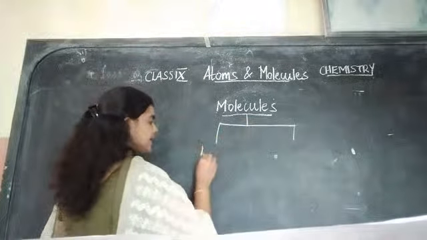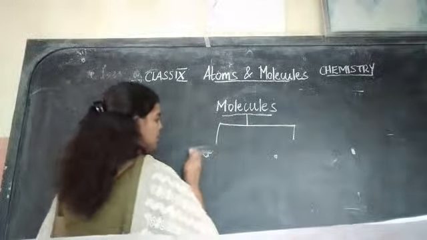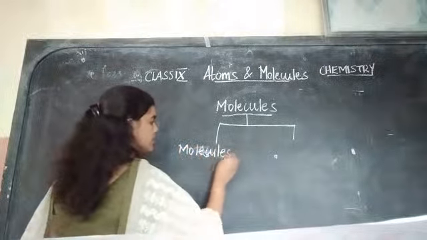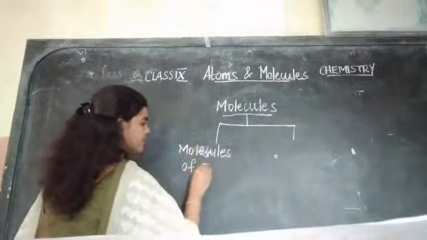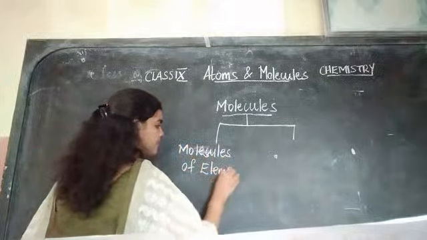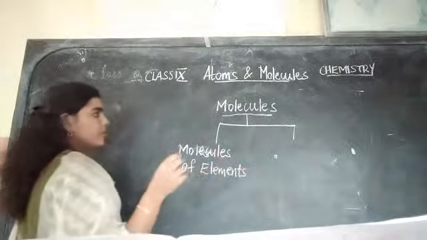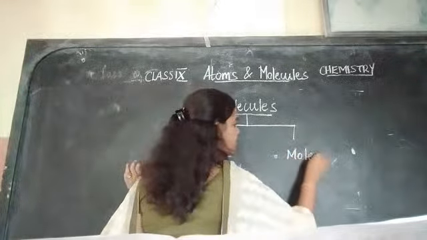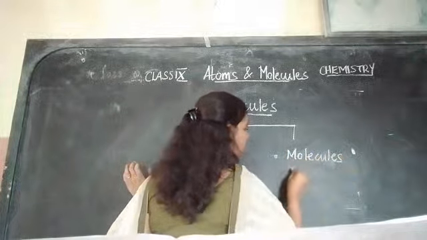Again, these molecules we can classify into 2 types: molecules of elements and molecules of compounds.